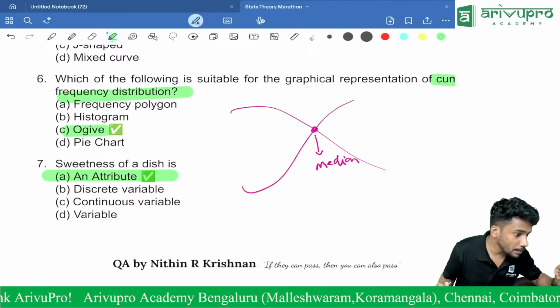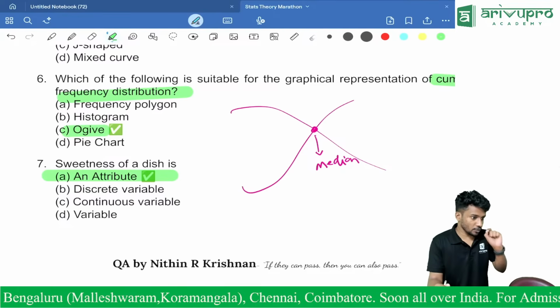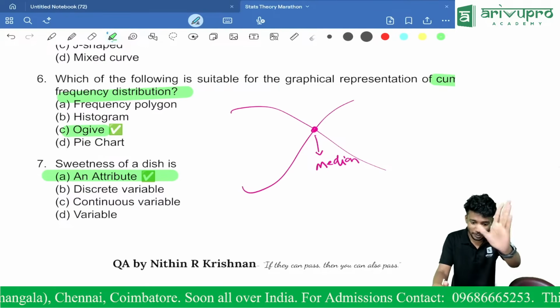Should we shade with HB pencil? Yes, use HB pencil only for shading. Don't use anything else. Okay, yes.